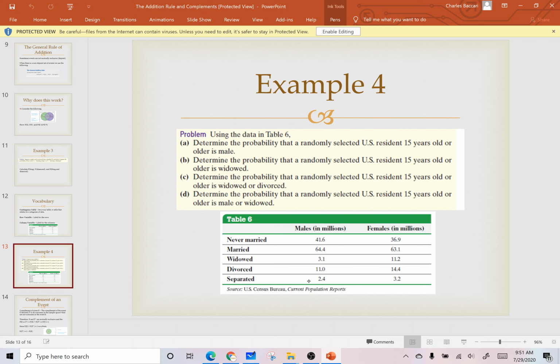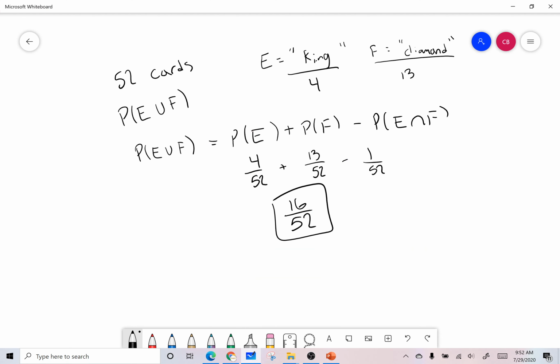We have 41.6, 64.4, 3.1, 11, and 2.4. So there are 122.5. So we're moving on. Let's clear this. 122.5 males. This is part A of this question.